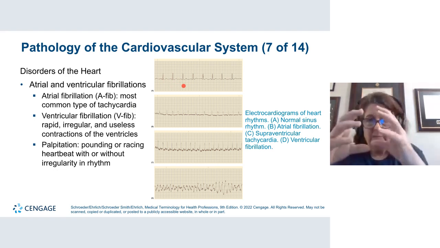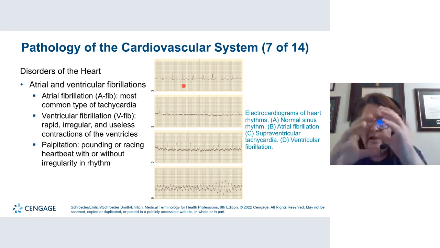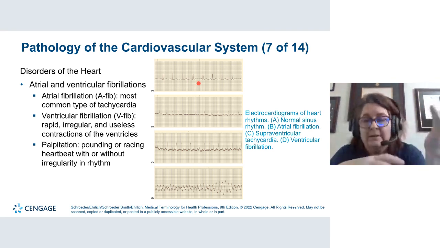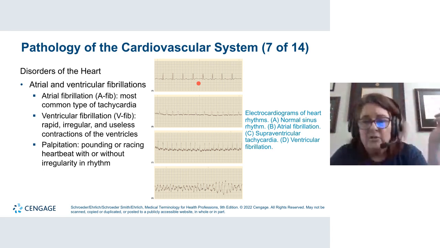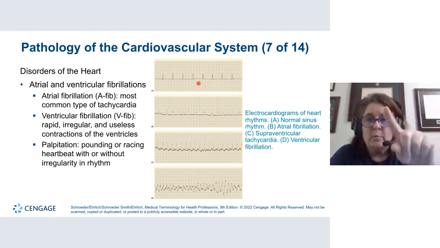Instead of the atrium contracting or pushing that blood down to the ventricle, it's kind of just quivering. If you look really close, you can see it literally looks like quivering. This is bad because, one, you're not getting enough blood flow through. Two, when it quivers like that, it can start clotting. And when it clots, it could, we call it, throw a clot. And that's the number one cause of stroke.